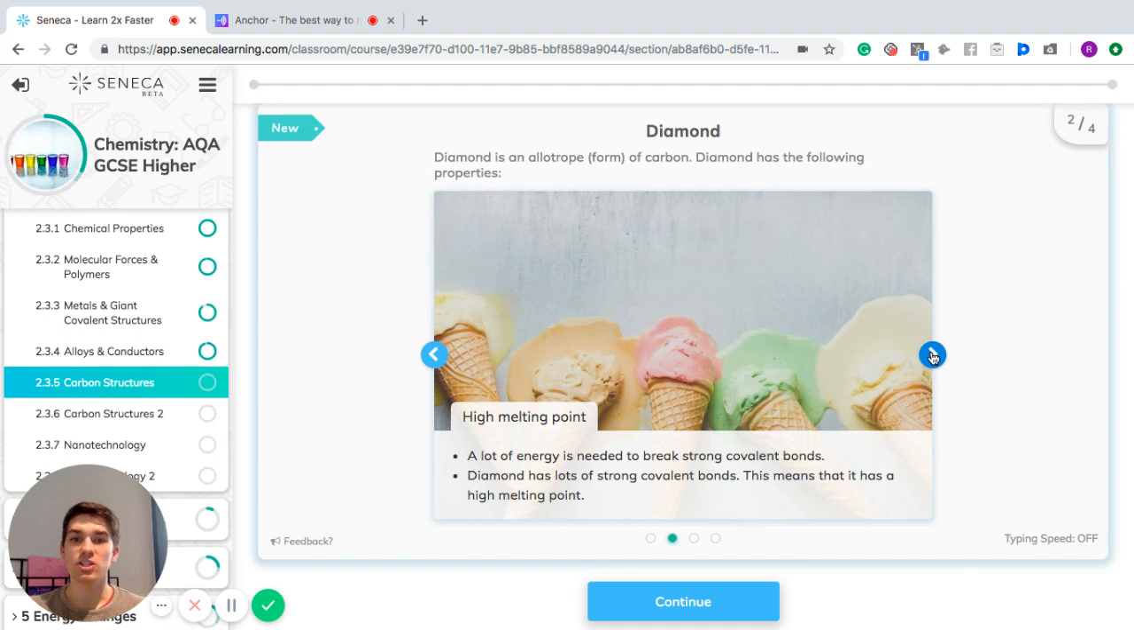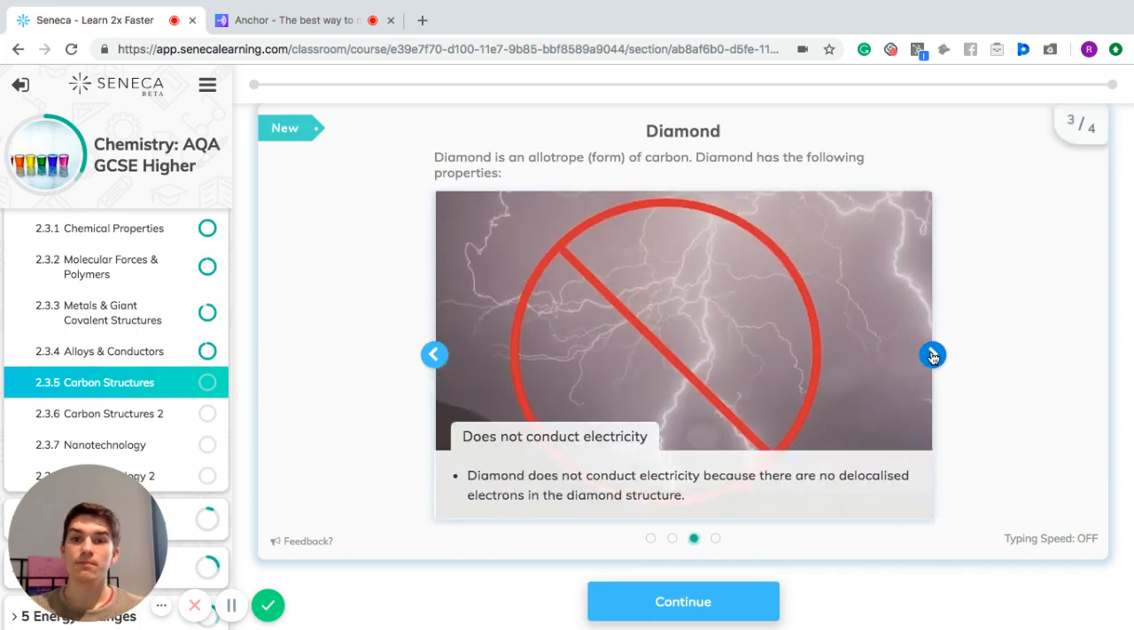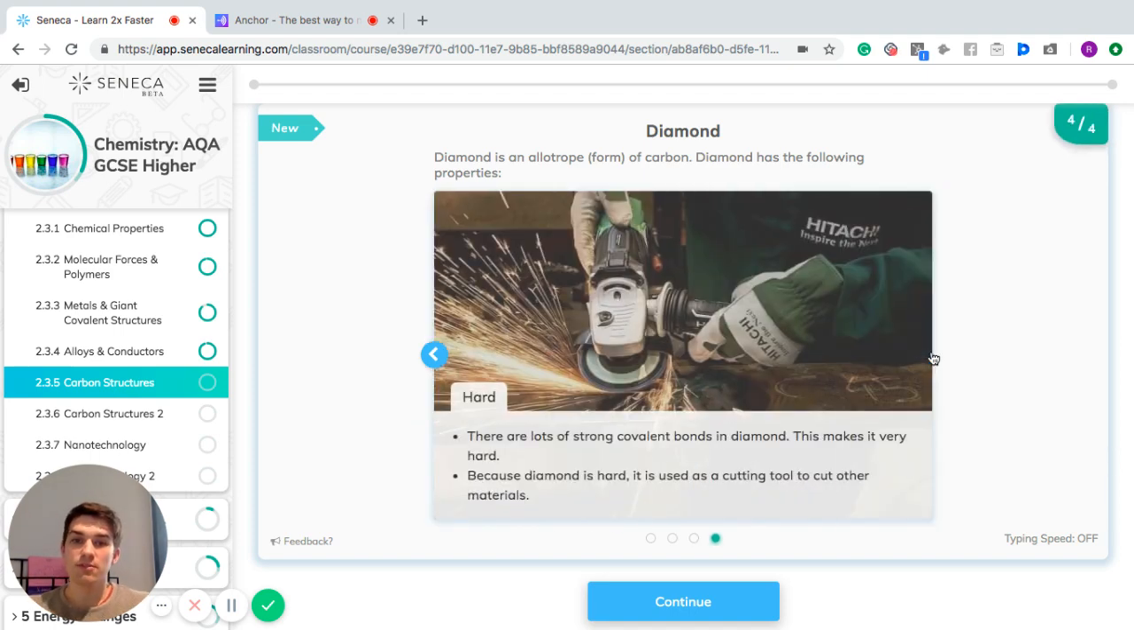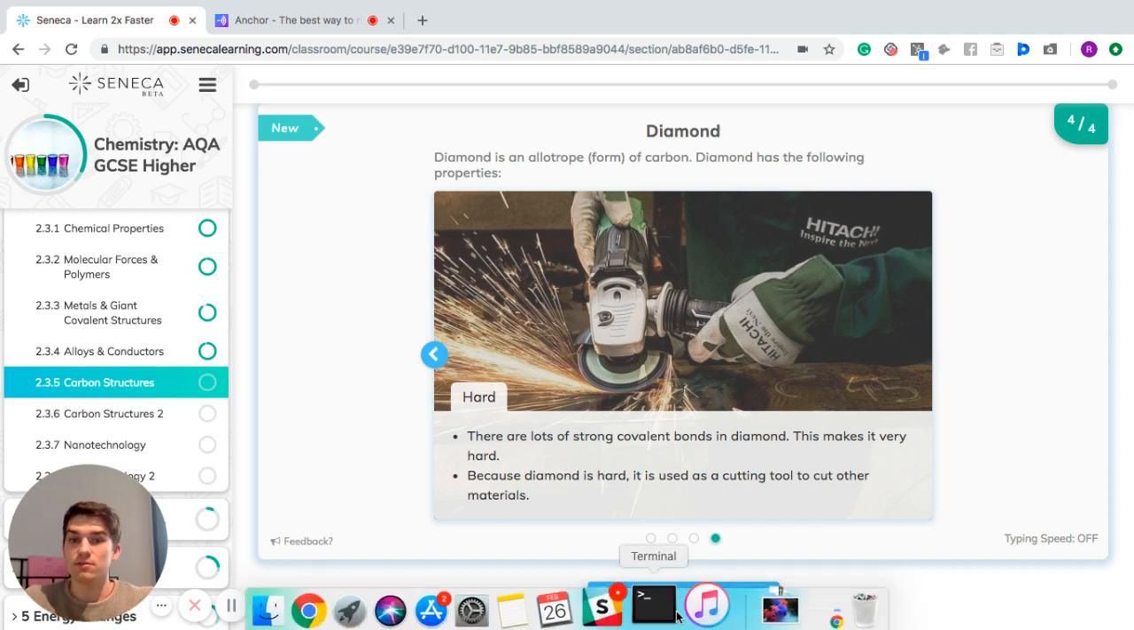There's a lot of energy needed to break those strong covalent bonds, and because there are so many strong covalent bonds, it means that diamond has a very high melting point. Diamond also doesn't conduct electricity because there aren't any delocalized electrons in the diamond structure. And it's also very hard, because there are lots of strong covalent bonds in diamond, which makes it very, very hard. It's so hard that it's sometimes used as a cutting tool to cut through other materials.